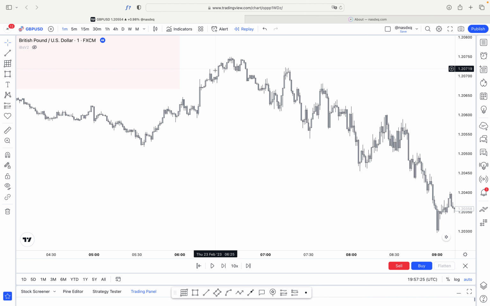Right, so we've got multiple liquidity sweeps. Did we take out that low? Yes, we did. However, for me personally, this is how I would have done it. So I would have missed an entry here.